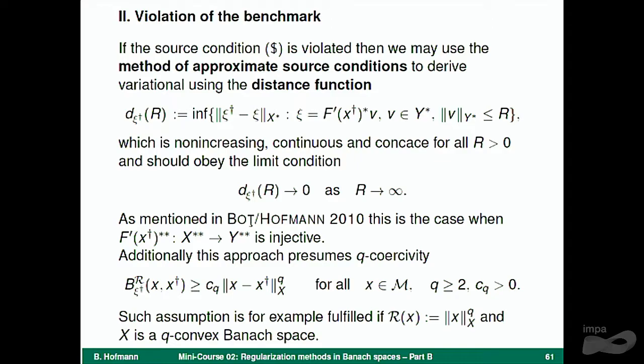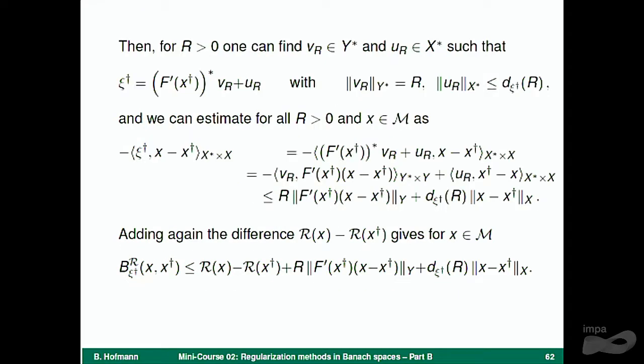And all is fine if the second adjoint of F prime is injective. This works in general in normal cases if F prime is injective. This is only a technical condition, but now you need some more. This Bregman distance must be bounded below by some exponent of the norm. And such things are fulfilled if you have the standard version of R in the Banach space with some q big enough. Then you can make this in the same way, and you get also these things.